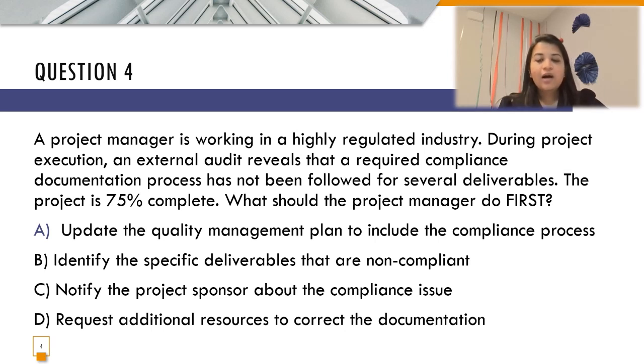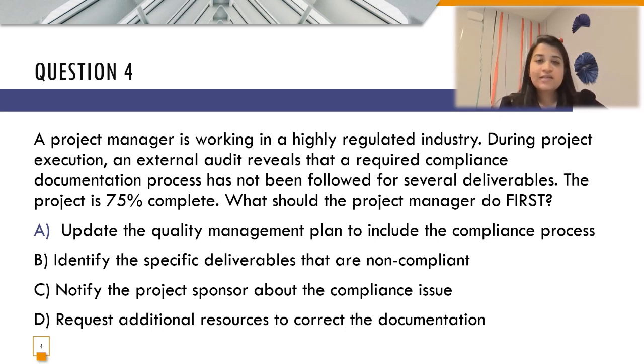Options are: A, update the quality management plan to include the compliance process. B, identify the specific deliverables that are non-compliant. Option C, notify the project sponsor about the compliance issue. Option D, request additional resources to correct the documentation.